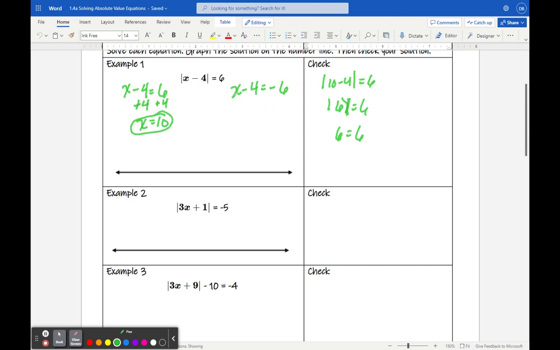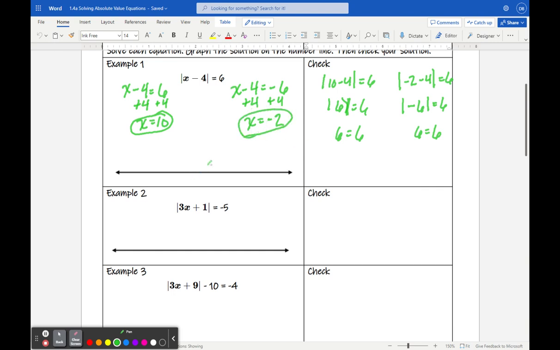And then x minus 4 equals a negative 6. So I would add my 4 to both sides. X would equal negative 2. And I can come over here and check. Negative 2 minus 4 is negative 6, so the absolute value of negative 6 is a positive 6. That also is true.